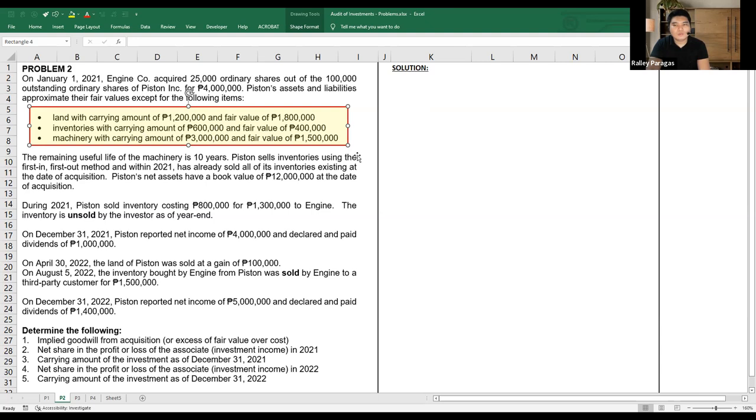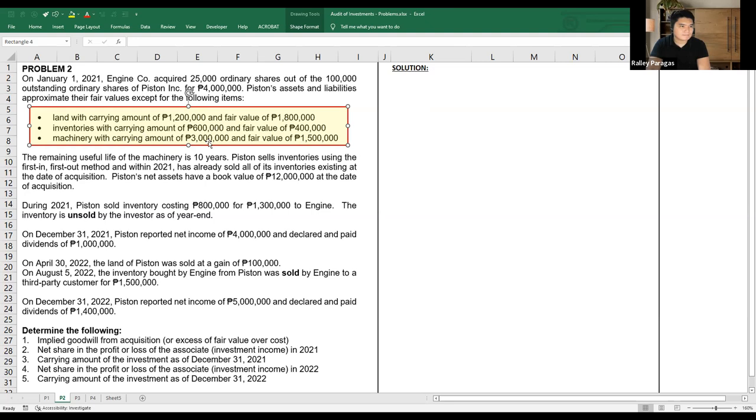Kasi pag i-recognize mo yan at the fair value, babawasan mo. Kaya overvalued yan. Same goes true with machinery. So 3 million with the fair value of 1.5. So it's overvalued by 1.5 million pesos. Okay? So those are our fair value adjustments.